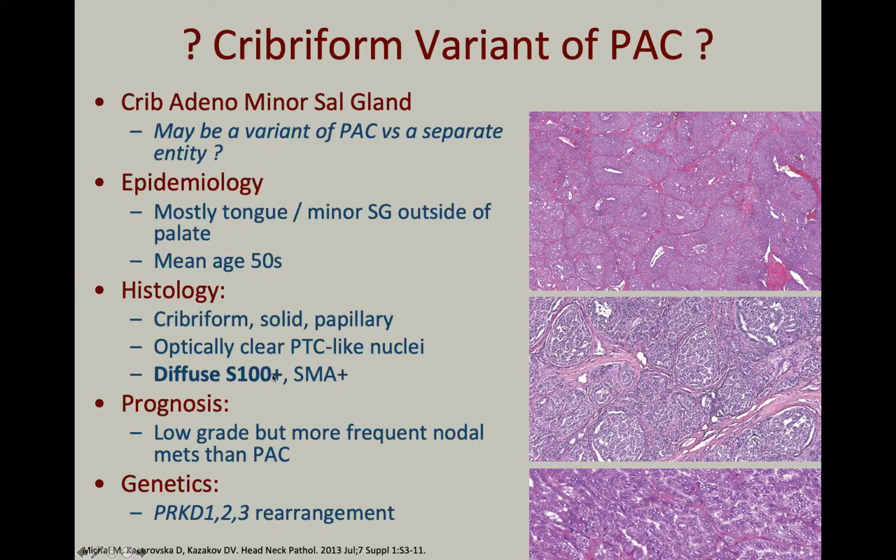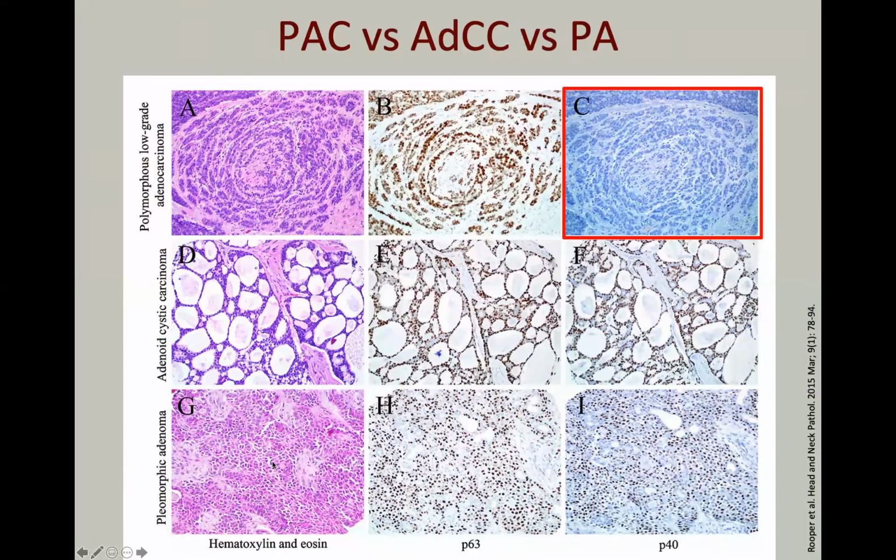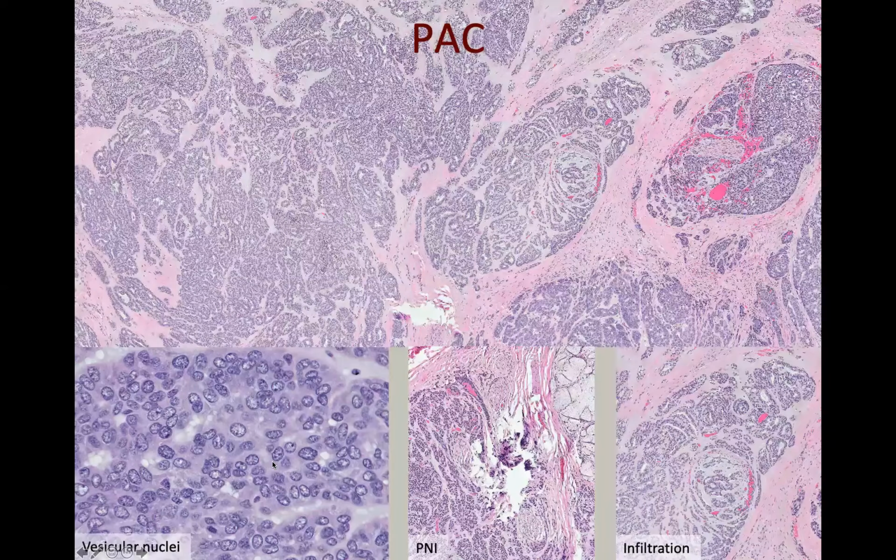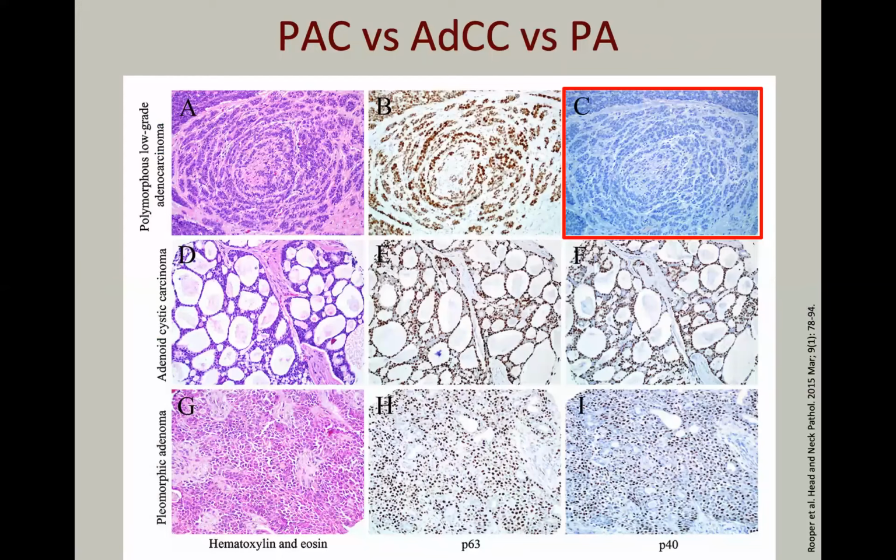It still has diffuse S100 positivity like polymorphous. However, it more frequently has lymph node metastases. So polymorphous, low-grade carcinoma with PNI, but few lymph node mets on the palate.